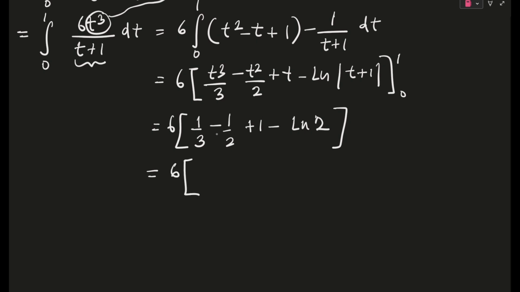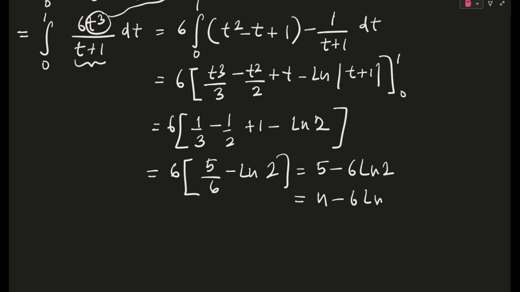Okay, let's do 1 minus half first. So 1 minus half is plus half. That means 1 by 3 plus half will come out to be 5 by 6 minus ln 2. So this comes out to be 5 minus 6 ln 2. And our question said this is equal to n minus 6 ln 2. So the correct value for this question will be n equals 5. This is the correct answer for this question.